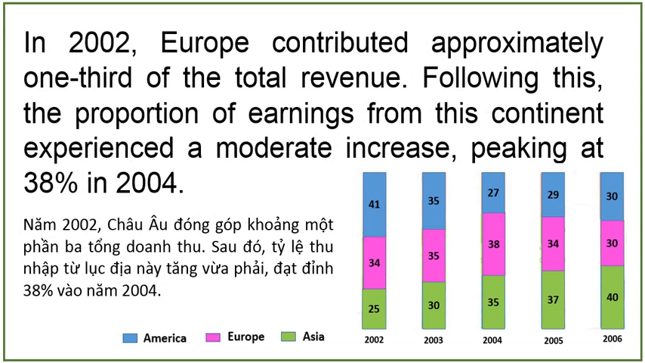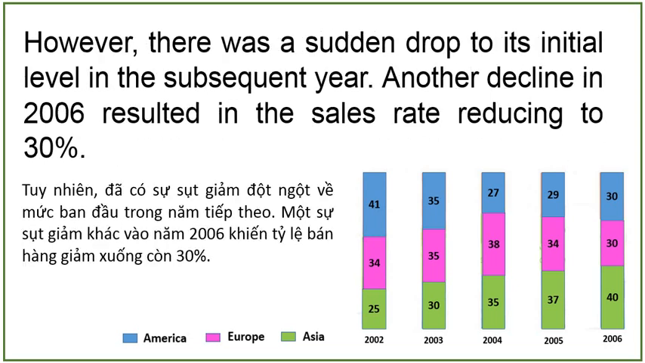In 2002, Europe contributed approximately 1/3 of the total revenue. Following this, the proportion of earnings from this continent experienced a moderate increase, peaking at 38% in 2004. However, there was a sudden drop to its initial level in the subsequent year. Another decline in 2006 resulted in the sales rate reducing to 30%.